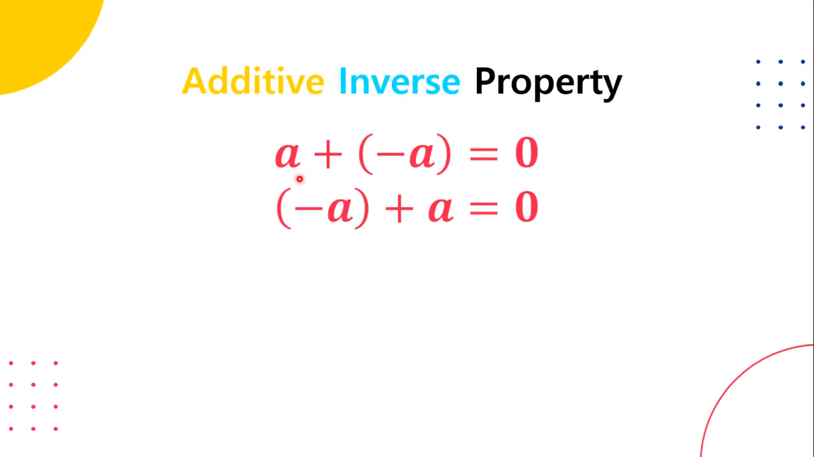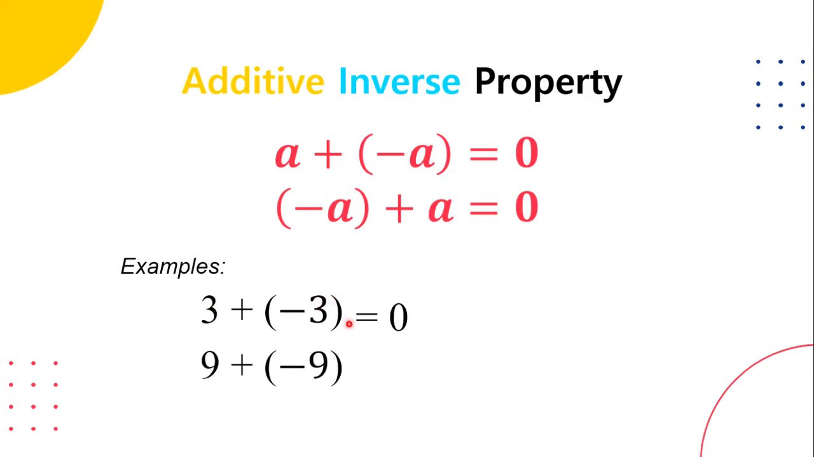So if we have any number, for us to get the result of 0, we should add its opposite, which is its negative. Okay, examples: 3 plus negative 3 is equal to 0. So we added the negative of 3, which is negative 3. Also, 9 plus negative 9 is 0.